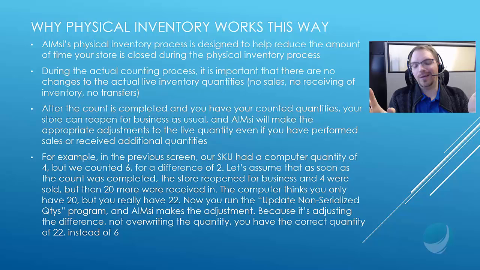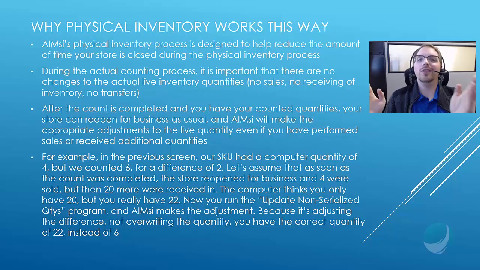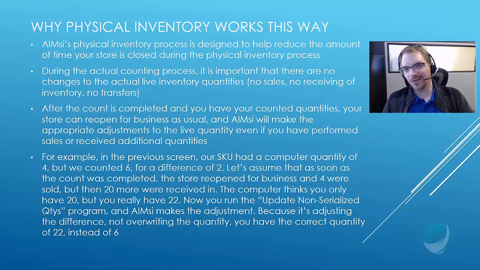Now, what would have happened if you had accidentally received in those 20, but the computer thought you only had 4? Now you've counted essentially 26 of them, and so the computer thinks you're now off by 22. And so when you run that update non-serialized quantities, it's going to say, okay, you're currently sitting at 20. Now we're sitting at 42 because it thinks you were off by 22 of them. So that is the reason why we do it the way we do it.